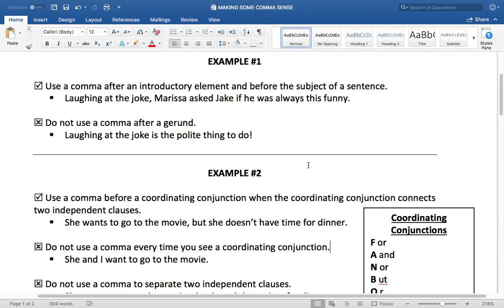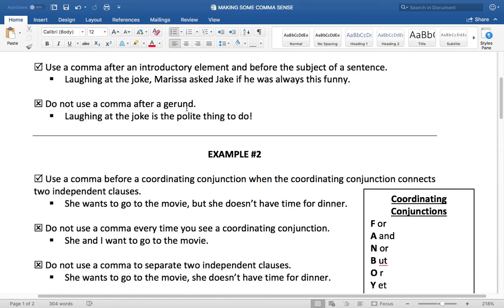So the first thing we're going to look at, example number 1, is using a comma after an introductory element. So you do want to use a comma after an introductory element. That can be an introductory word, an introductory phrase, or an introductory clause. For example, you look at this sentence right here. Laughing at the joke, Marissa asked Jake if he was always this funny. And we have the comma right here after the introductory element. This makes sense because we know that Marissa is the one who is laughing at the joke, and this is also an introductory element that is not essential for the rest of the sentence to make sense.